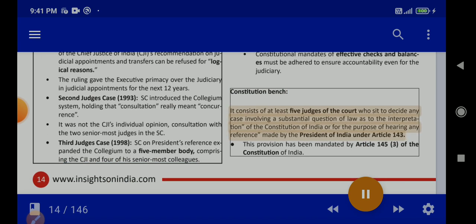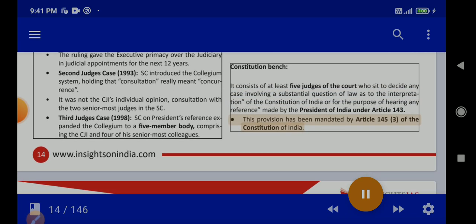It consists of at least 5 judges of the court who sit to decide any case involving a substantial question of law as to the interpretation of the Constitution of India or for the purpose of hearing any reference made by the President of India under Article 143. This provision has been mandated by Article 145(3) of the Constitution of India.